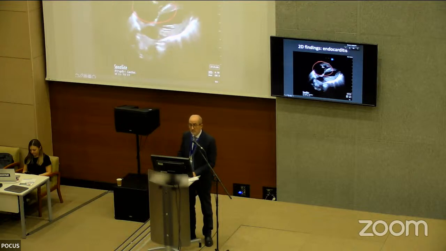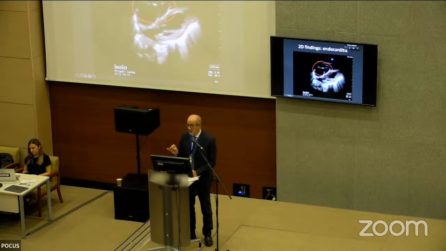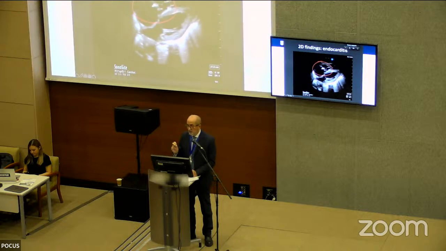What is this? Okay, so this is quite a nice case of tricuspid endocarditis. You see the lesion and you see all the characteristics, including the echo appearance, echo texture, the motion, the movement of the lesion, the attachment to the tricuspid leaflet, and the atrial side of the attachment.